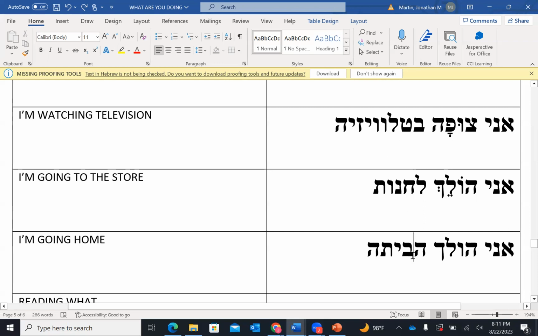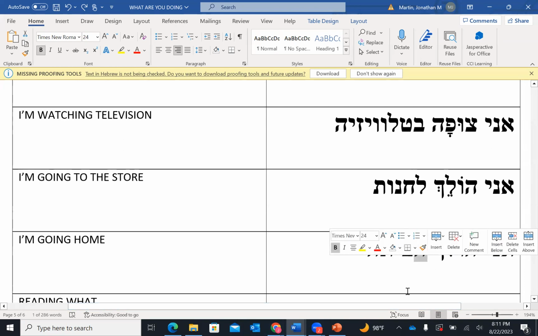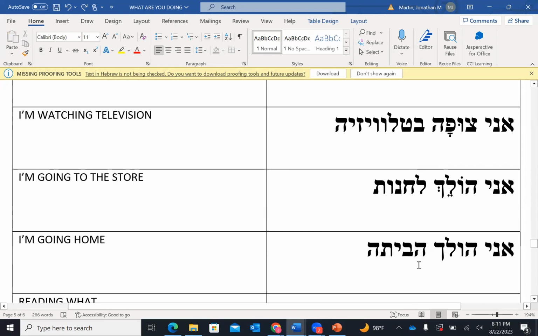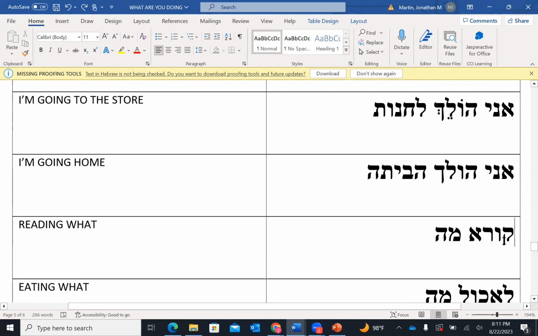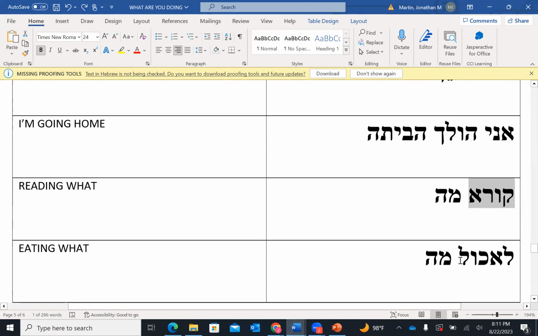And bait is another one of our sight words, right? You should be able to recognize bait, and you should be able to recognize that ha is a prefix, right? Yes. You should be able to recognize chanut is a sight word, and you should be able to recognize that la is the infinitive affix, right? Kore is a sight word. Ma is a sight word. Le'ochel is a sight word.